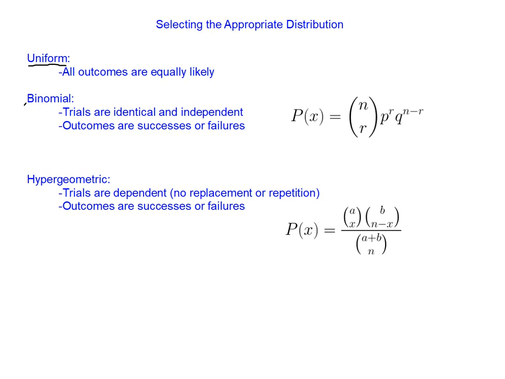Now, with a binomial distribution, we were talking about Bernoulli trials. Those are trials that are independent and identical. And we talk about outcomes as either being successes or failures. We use the equation over here. The probability of x happening is n choose r times p to the r and q to the n minus r. Now, in this situation, n was the total number of outcomes.